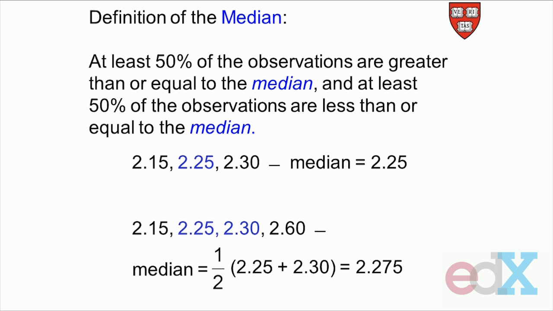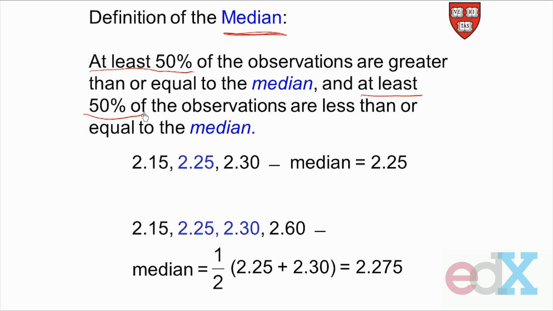Now, another statistic we can look at to tell us where the middle of the data is is the median. And the median is defined to be a number such that at least 50% of the observations are greater than or equal to the median, and at least 50% of the observations are less than or equal to the median.